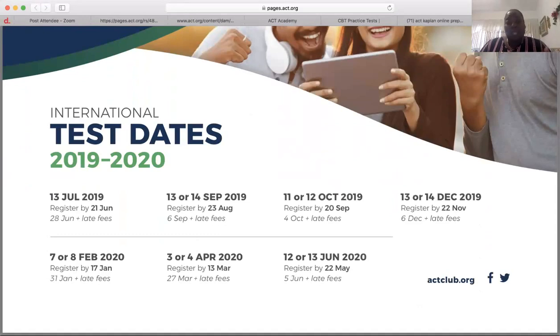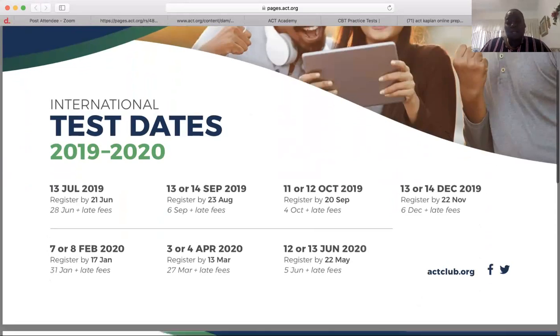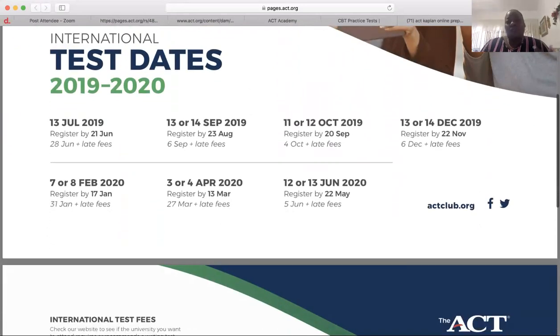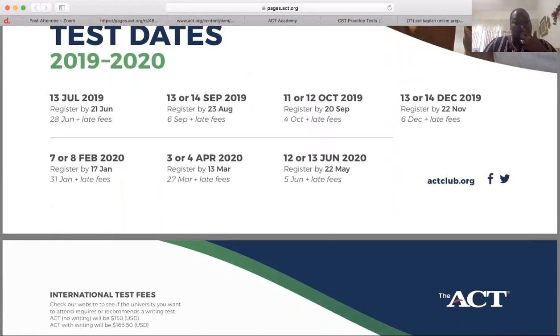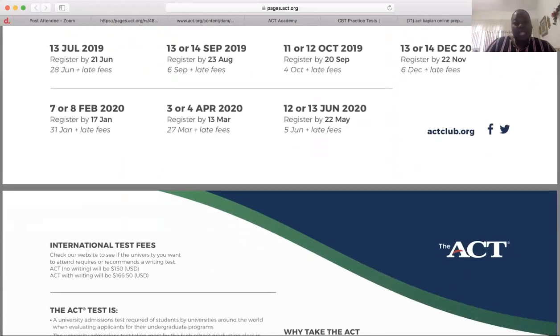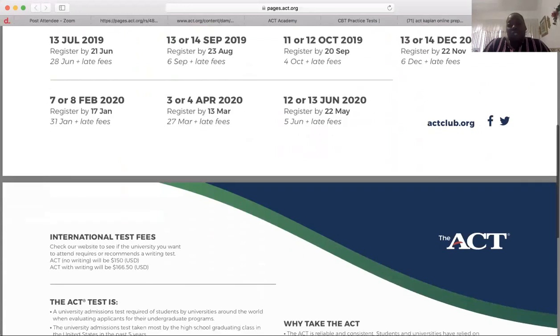Basically, you can go online to ACT.org, and you can locate the site that's most convenient to your location, and you can register for the exam. The ACT test dates for the 2019-2020 year are open, so students can see those test dates and start to register. ACT with writing is $166.50, and ACT no writing is $150.